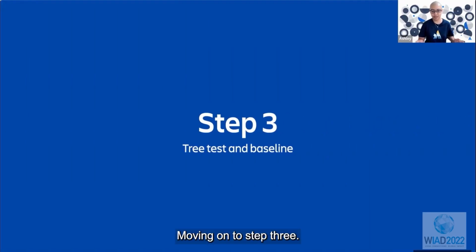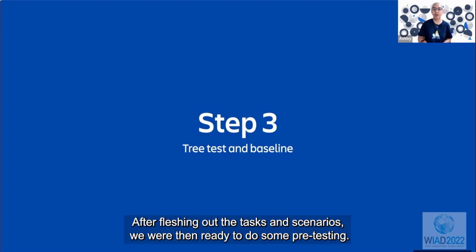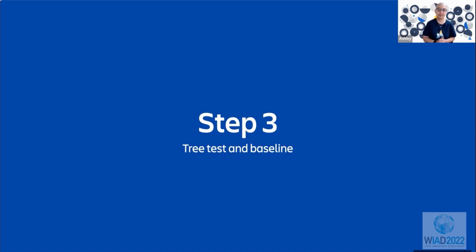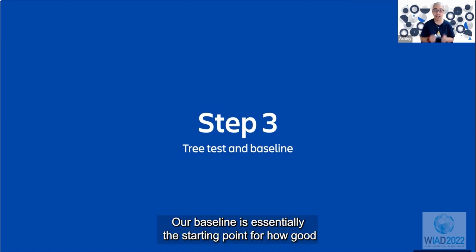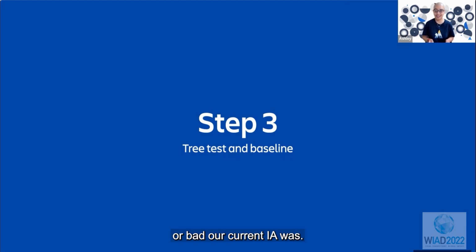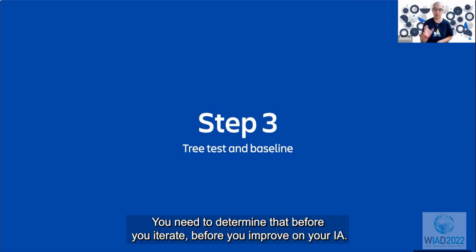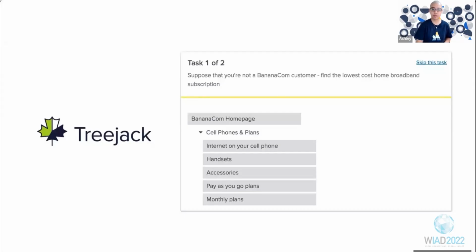Moving on to step 3, after fleshing out the tasks and scenarios, we were then ready to do some tree testing. We needed to do this to achieve our baseline. Our baseline is essentially the starting point for how good or bad our current IA was. So you need to set the baseline. You need to determine that before you iterate, before you improve on your IA.